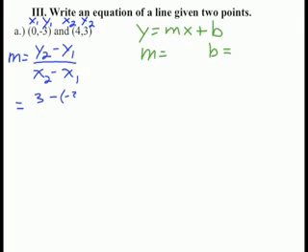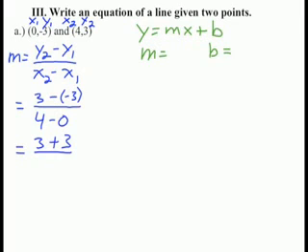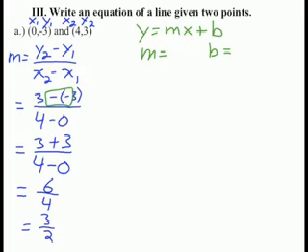So we have 3 minus -3 over 4 minus 0. 3 minus -3 is 3 plus 3, because when you subtract a negative, the two negatives tell you you are adding. So it becomes a plus sign. So now 3 plus 3 is 6, 4 minus 0 is 4, and we can reduce that to 3 over 2. So our slope is 3 over 2.